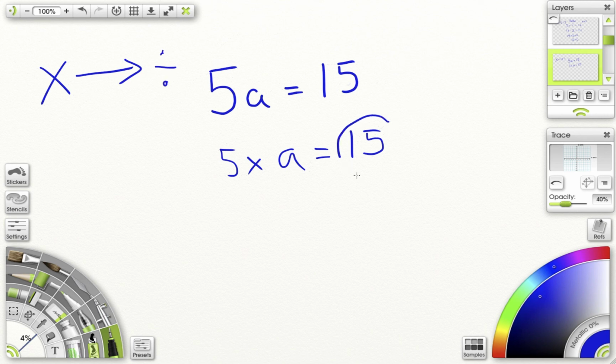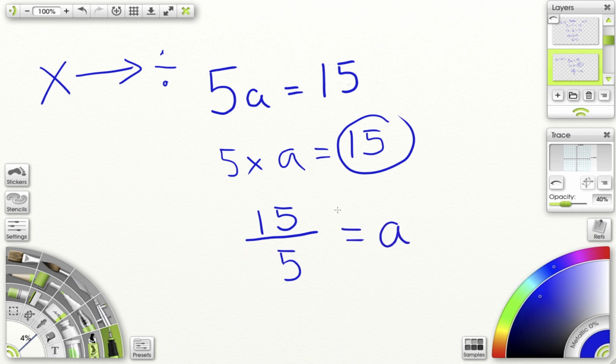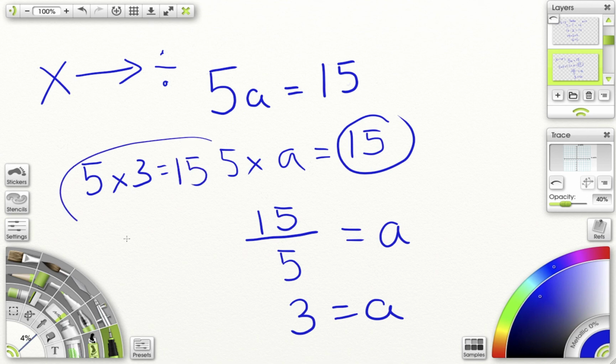So I have to take my big number, my 15, and I divide it. So I'm just going to show you division like this just to get you used to seeing it that way. 15 divided by 5 is equal to whatever a is. So 15 divided by 5 equals 3. You can use a calculator for this, by the way. 3 equals a. So that means if I do 5 times 3, what's 5 times 3? 5, 10, 15. That means it works. Okay?